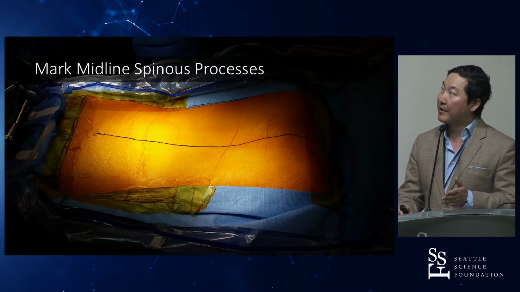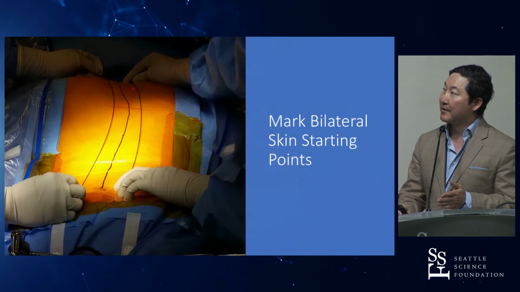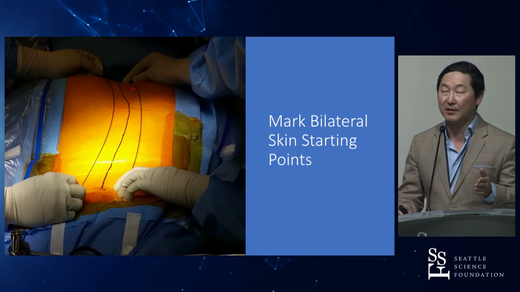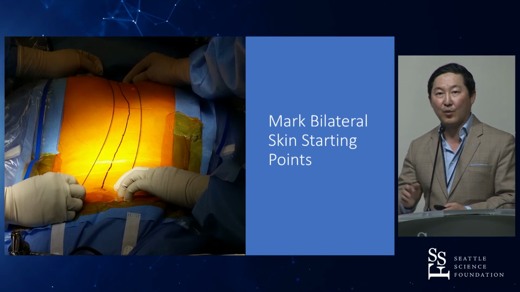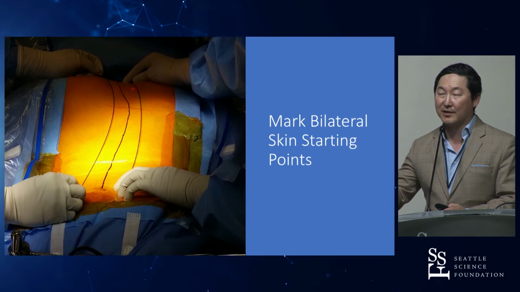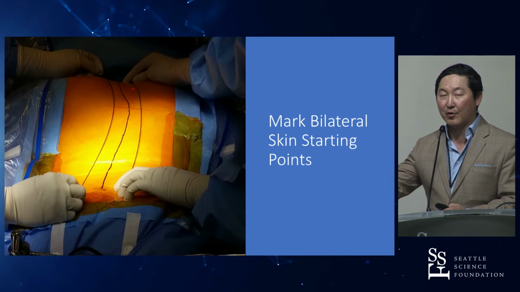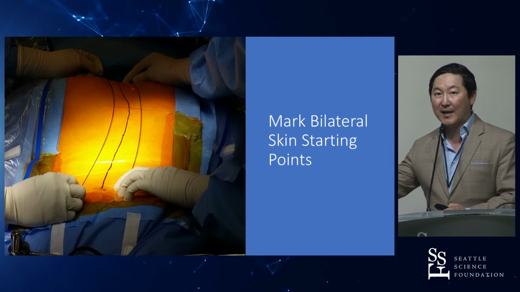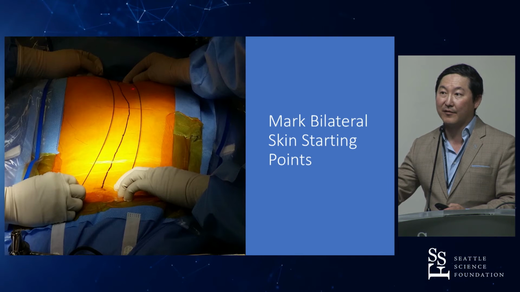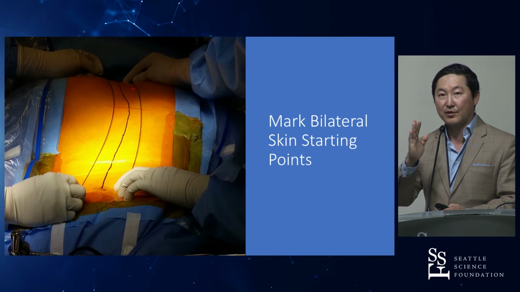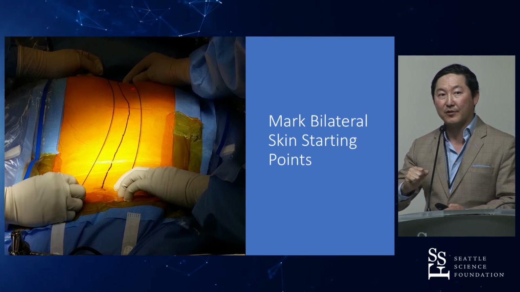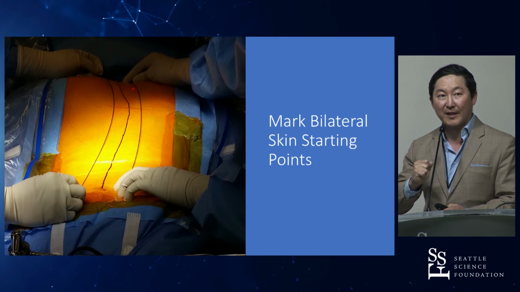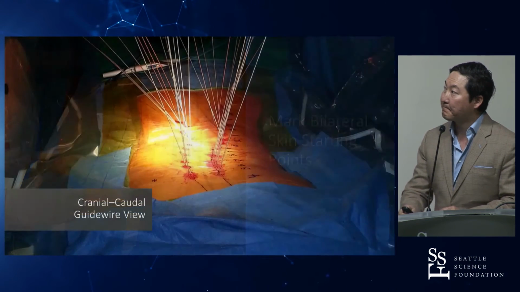So we mark the midline for the spinous processes, but then we also mark the bilateral skin starting points. And you can kind of think of these as guardrails so that you don't want to deviate too much from this line. It's just acting as a guide, but you don't want to alternate going outside, inside of this line, because what'll end up happening is these screws, even though they're multi-axial, they'll be too far out from the sagittal plane. That'll be very difficult to actually insert your rod, which is one of the last steps of this procedure.